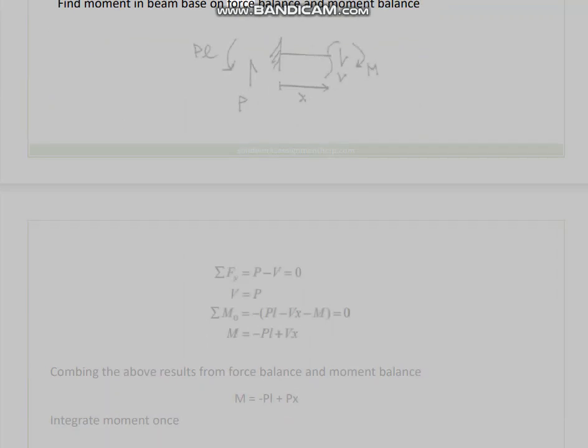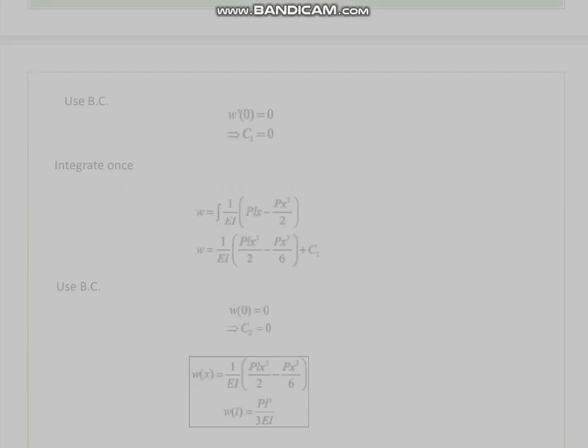Find the moment in the beam based on force balance and moment balance. Combining the above results from force balance and moment balance, integrate the moment once. M equals PL plus PX. Use the BC. Integrate once. Use the BC.